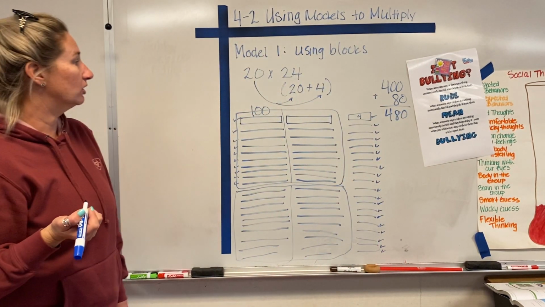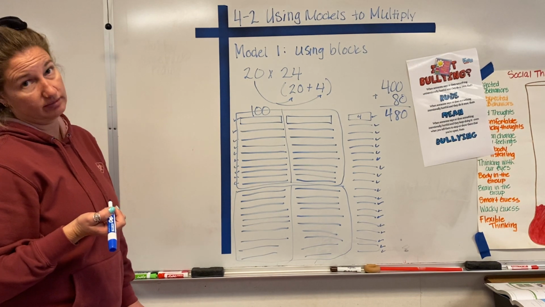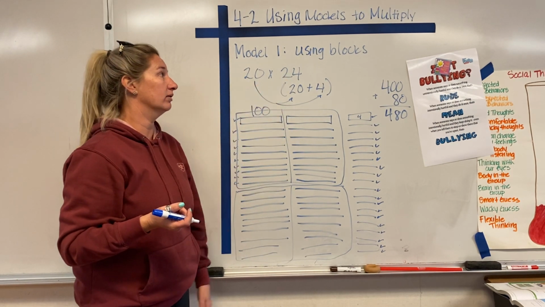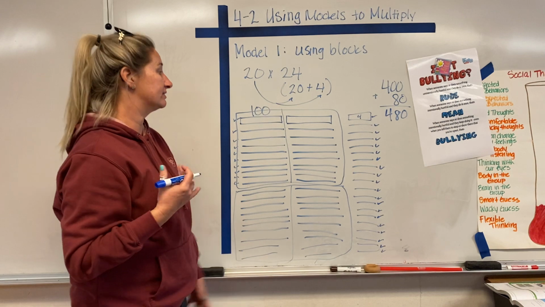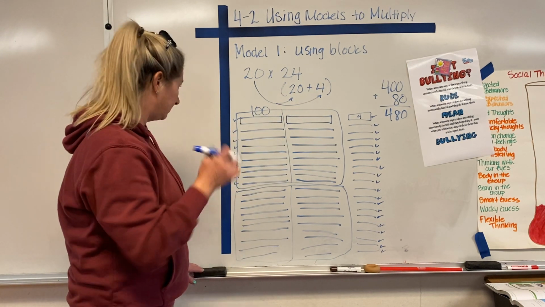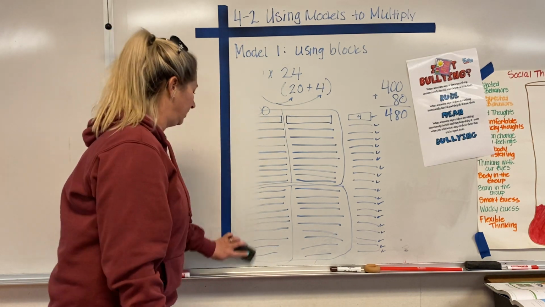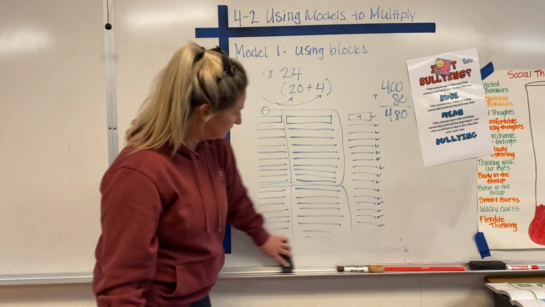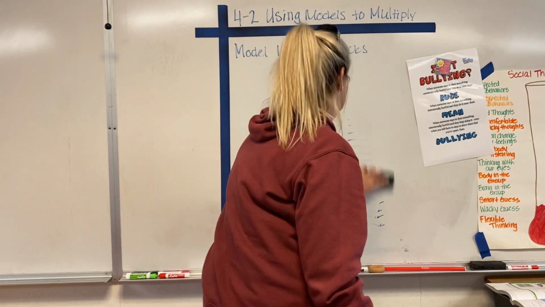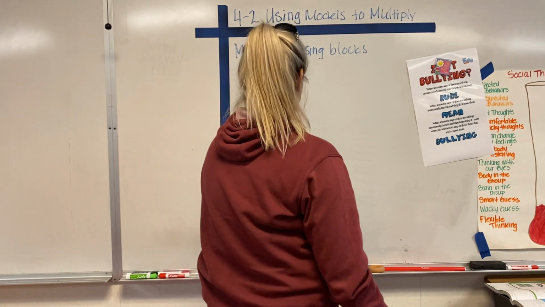Okay, so that is one model. That is a lot of work. Basically you're just drawing out all of what you have, all your tens, all your ones, and adding it all up together. Okay, so I'm going to erase this and we're going to do the other model, which I find most people, including myself, prefer. Okay, let's remember our answer for that. It was 480.